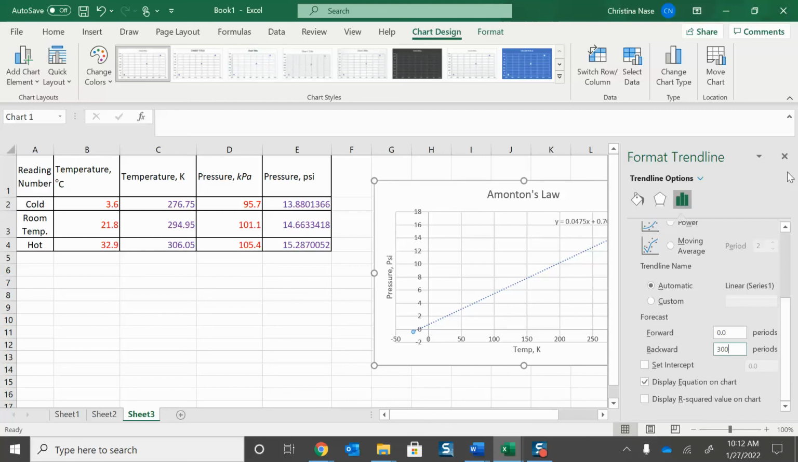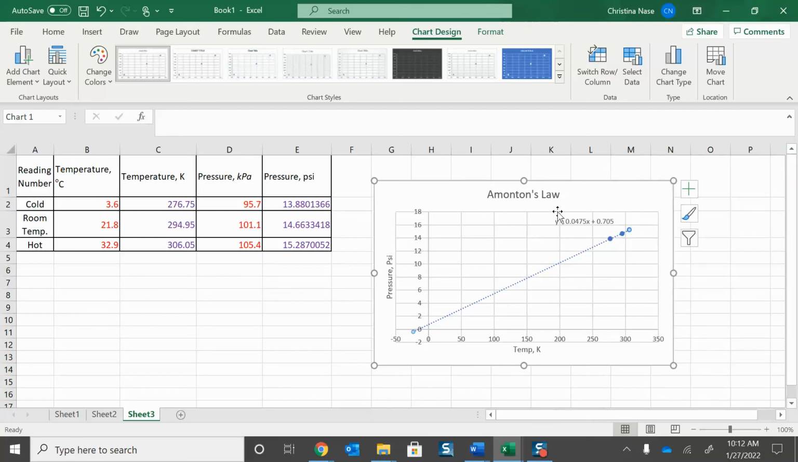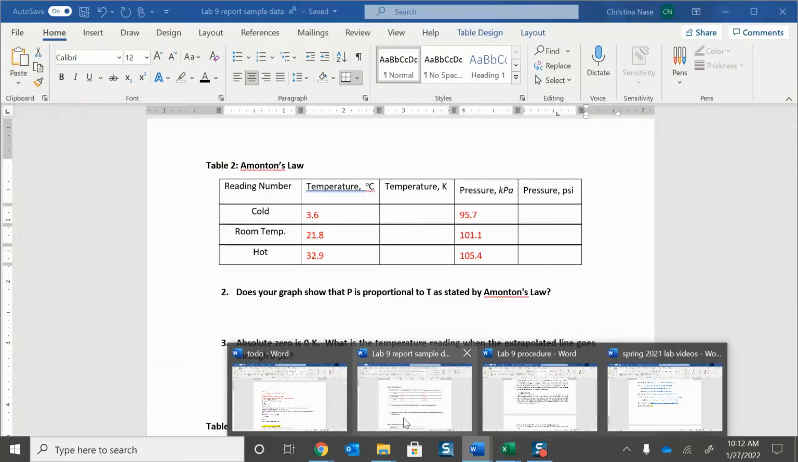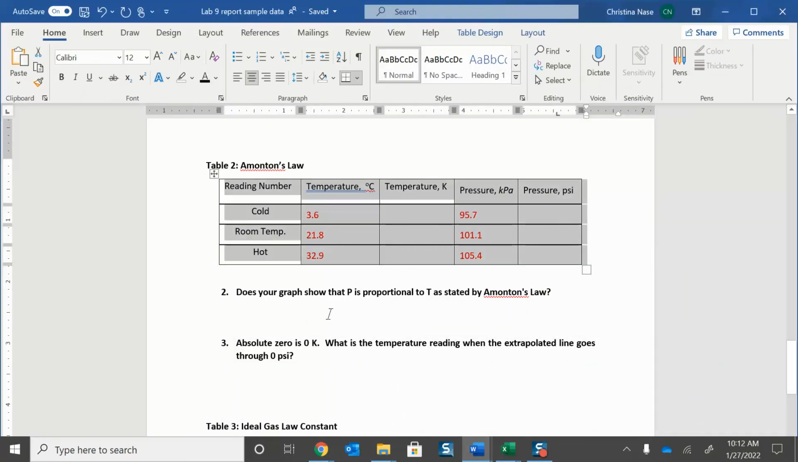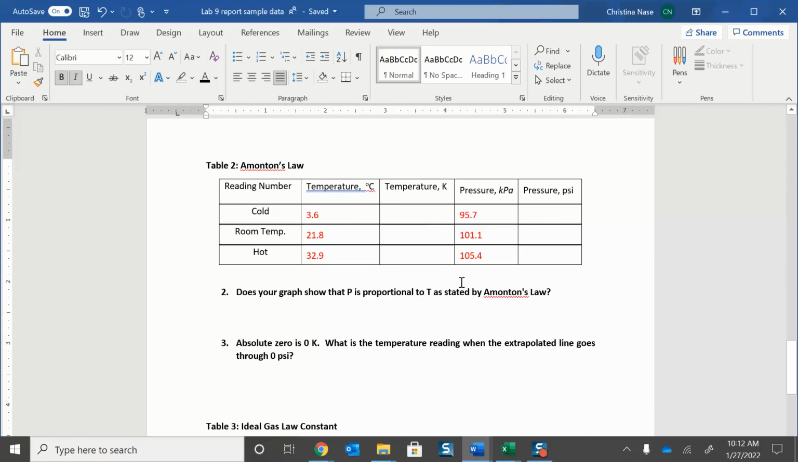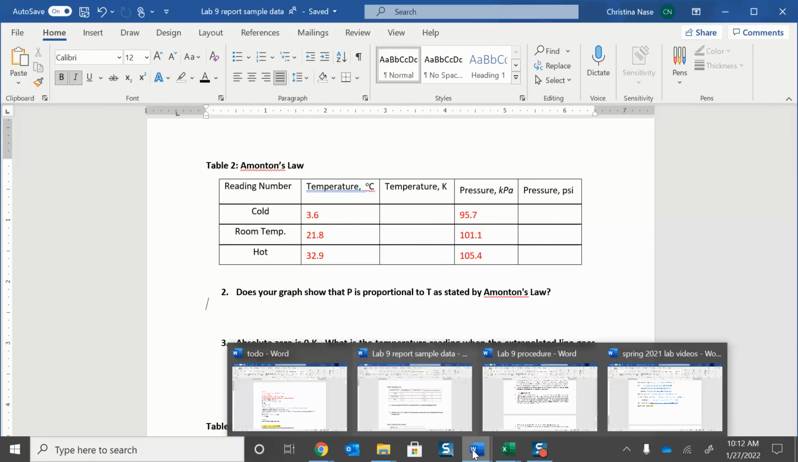You can figure this out by setting the y, the P, right here to 0, and then solving for x. So I can walk you through that. I have that graph written down, 0.0475 plus. Okay, so just to figure out what that would be. Does your graph show that pressure and temperature are directly proportional? As long as it's a straight line, we would see that they are directly proportional.